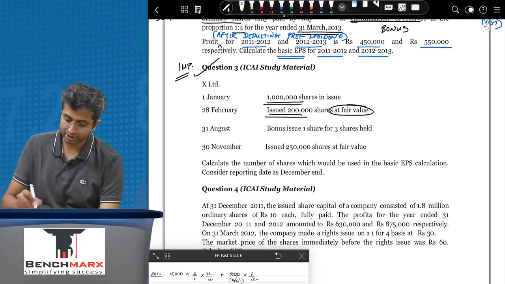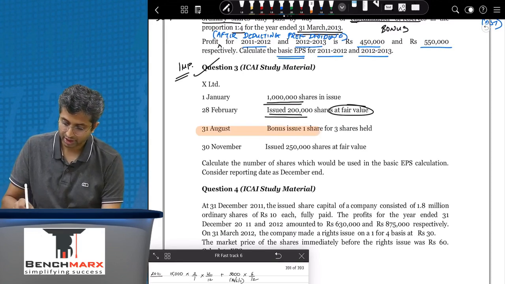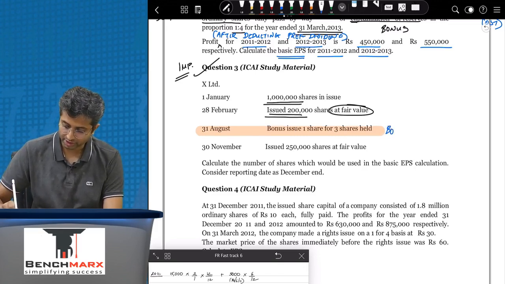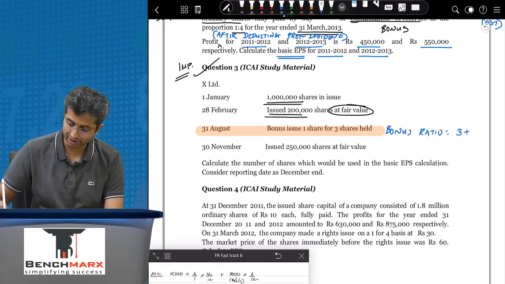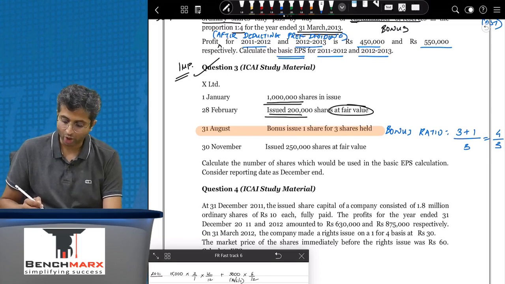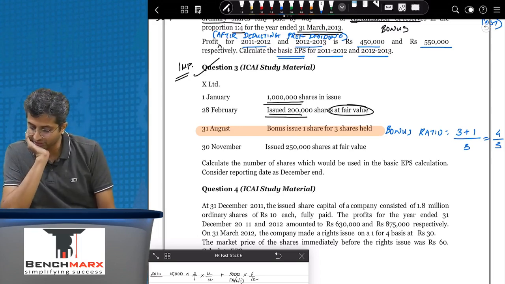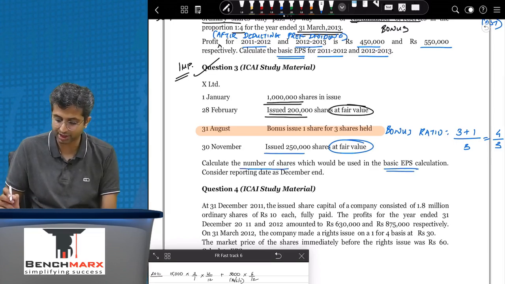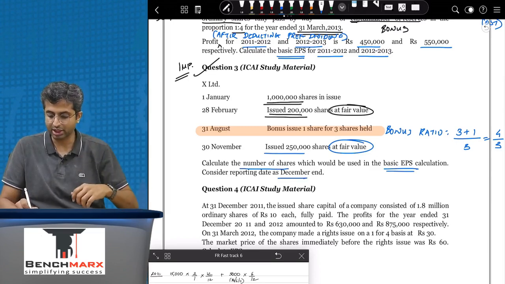On 31st of August, it issued bonus shares as 1 for 3, which means if I were to find a bonus ratio, post bonus, for every 3 shares you will get 1 share, whereas pre-bonus this was 3, so this is 4 by 3. The bonus ratio is 4 by 3. On 30th November, we issued 2,50,000 shares at fair value. Calculate the number of shares which would be used in the basic EPS calculation. Consider the reporting date as 31st December.